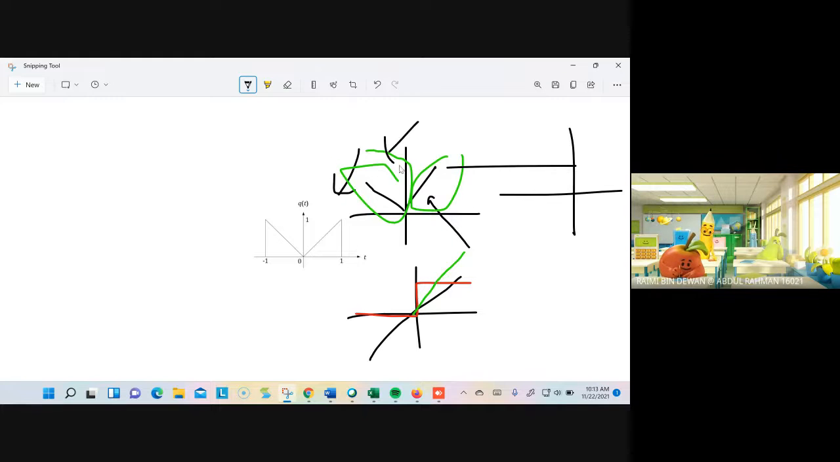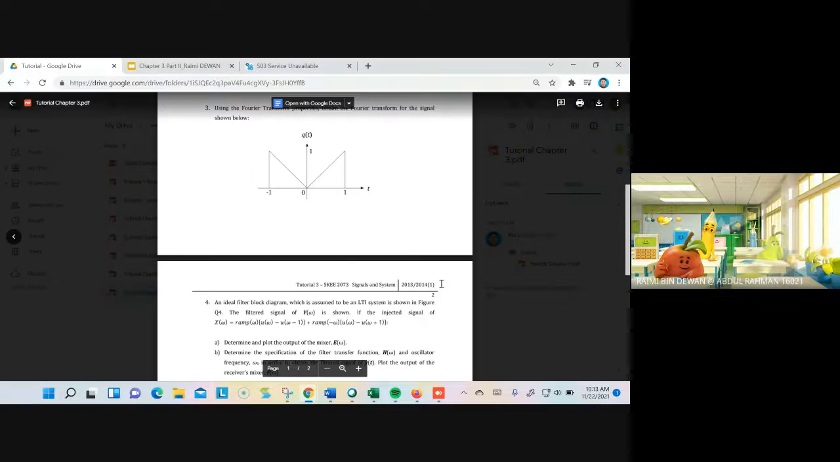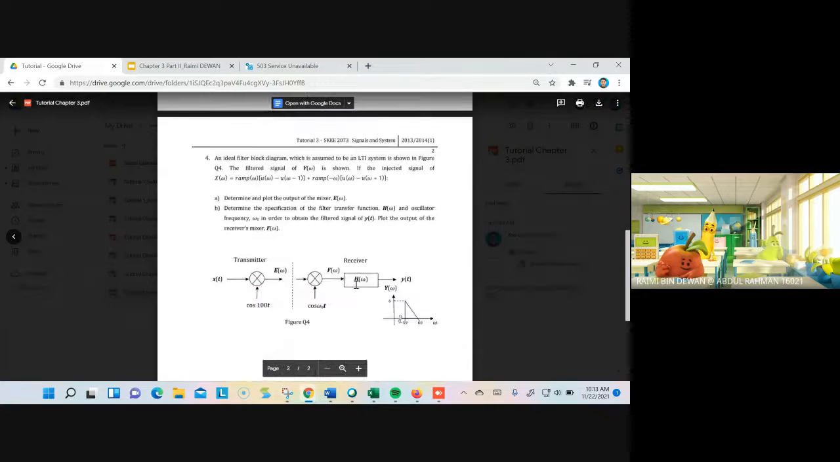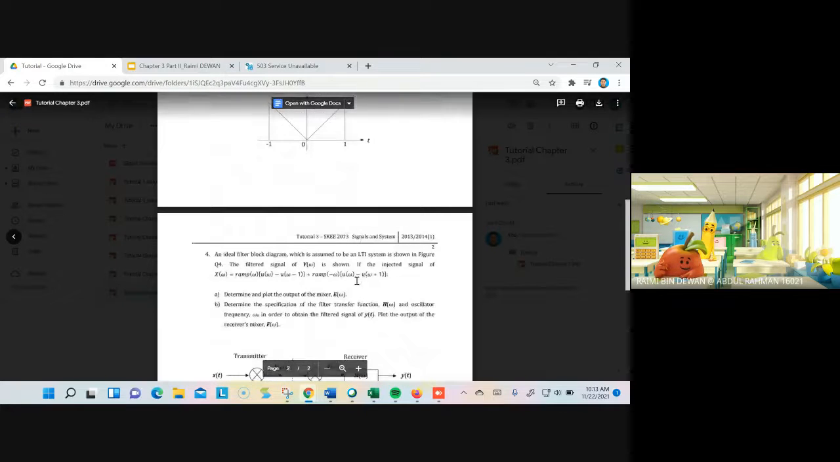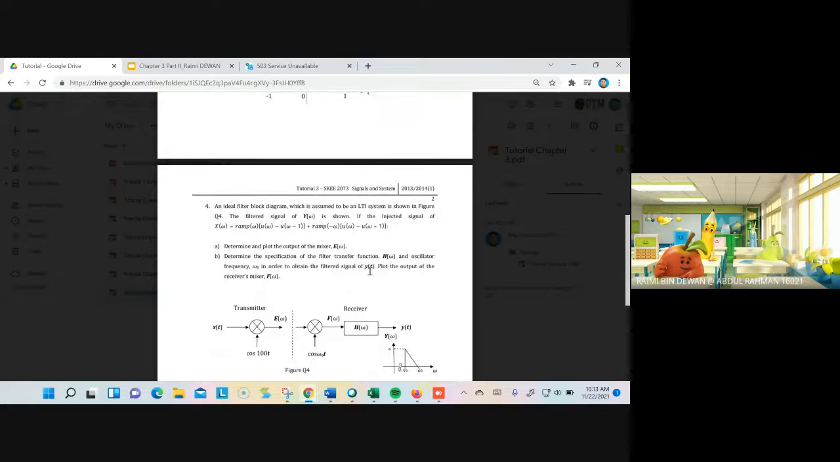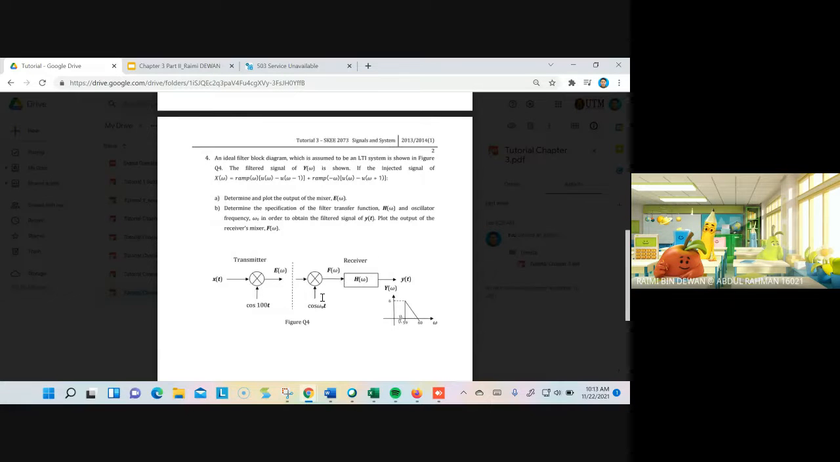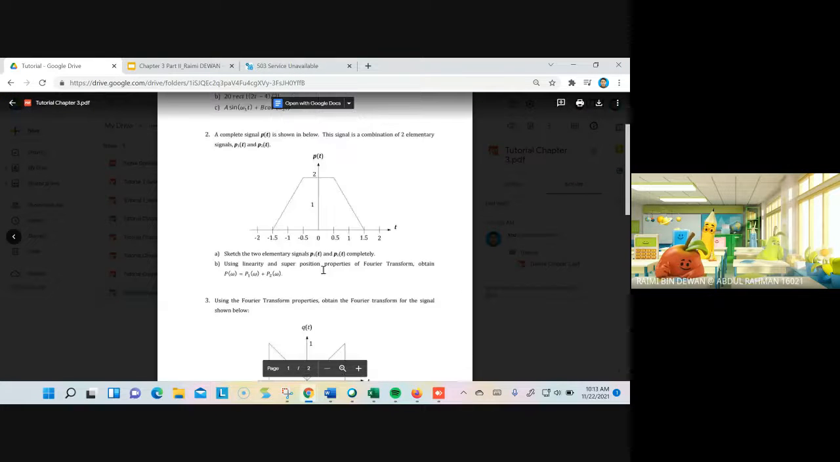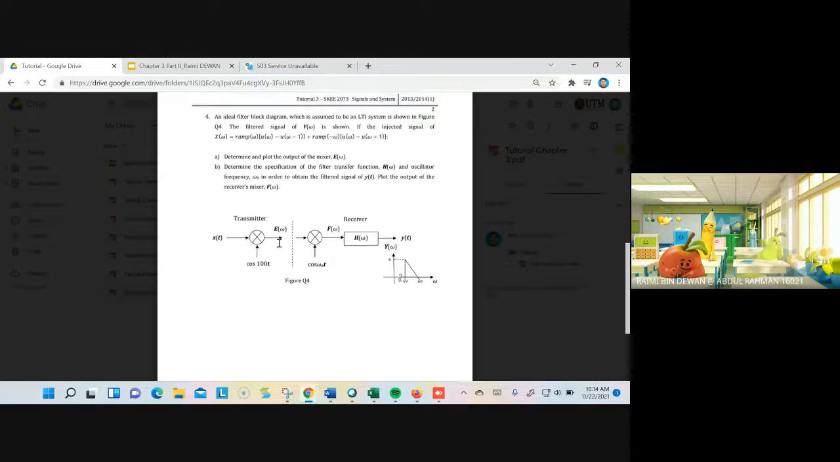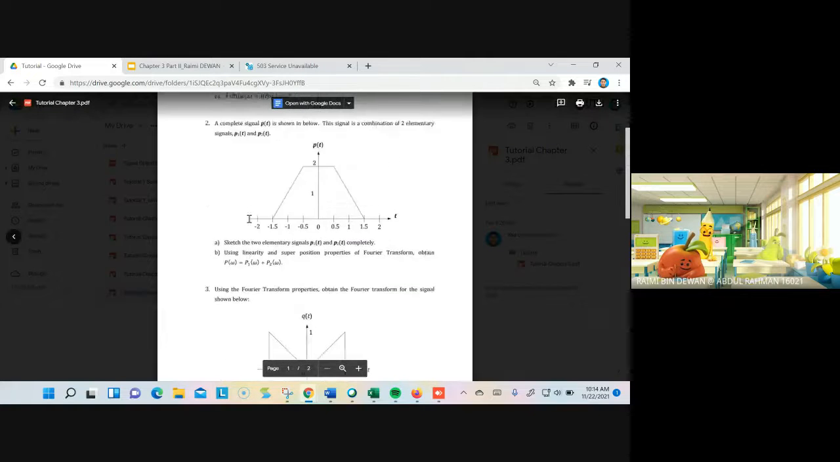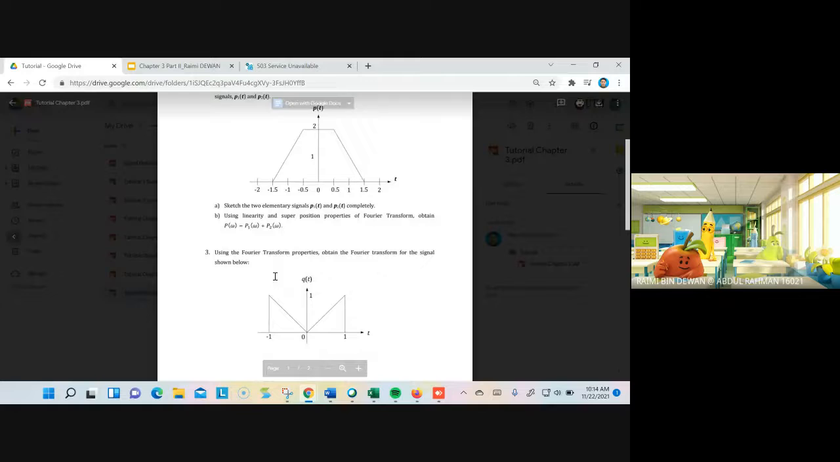For this one, I will ask you guys to do before the next in-class exercise, question number 2, number 3, and then number 4 is what? Determine and plot the output of the mixer, determination of filter, oscillator in order to obtain the filters. Maybe I will ask you to do 2 and 3 first. Only 2 and 3. Number 4 is maybe chapter 3, part 3. I'm not sure, later I need to see. You can see there is maybe inversion inside here.